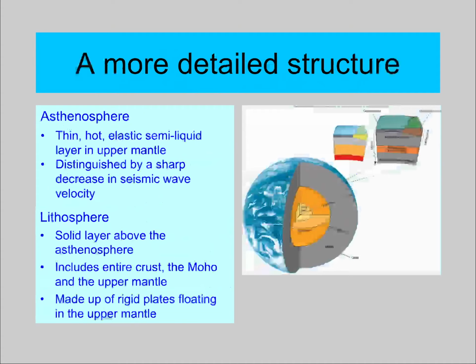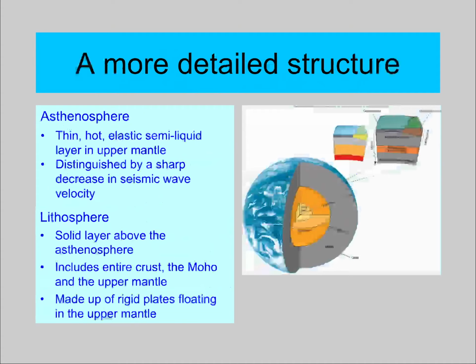Now, a more detailed structure of the Earth would include two additional layers we didn't discuss, which is the asthenosphere and the lithosphere. And these are important when we start talking about plate tectonics, which we're getting there. So the asthenosphere is going to be a thin, hot, elastic, semi-liquid layer in the upper mantle. So these are located in the mantle. The lithosphere is a solid layer above the asthenosphere, which includes the crust, the Moho, and the upper mantle. So it's the upper part of the mantle, all through the discontinuity, and the crust.